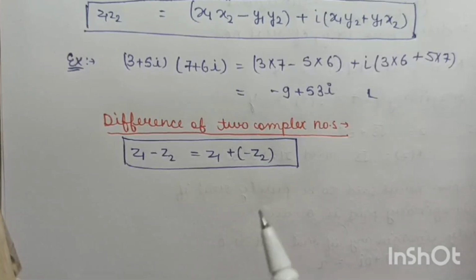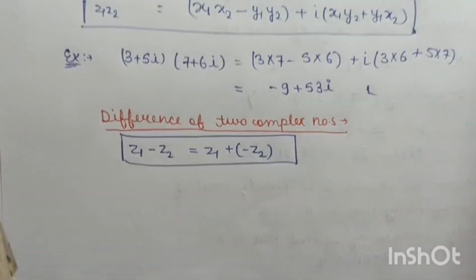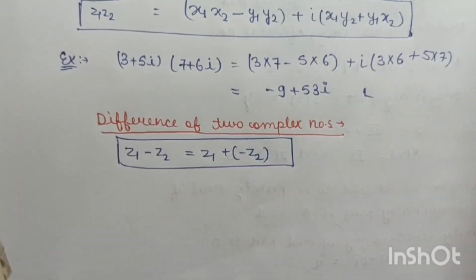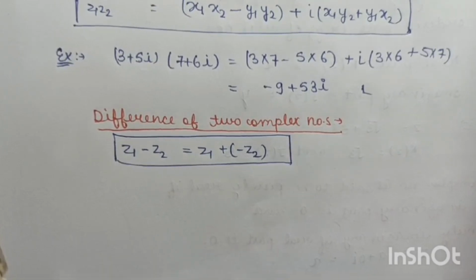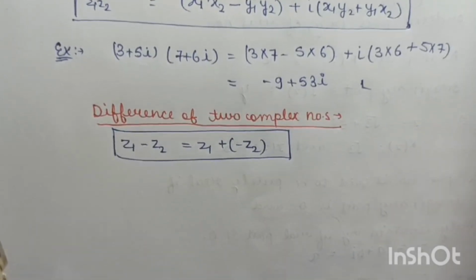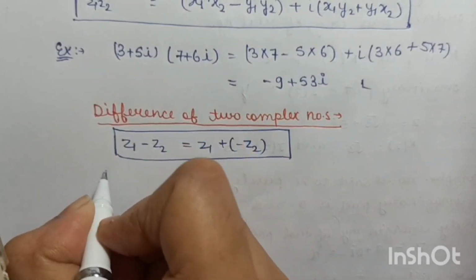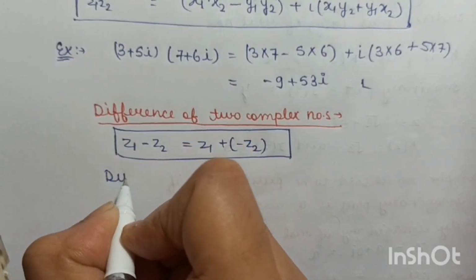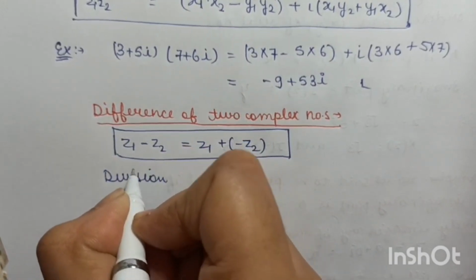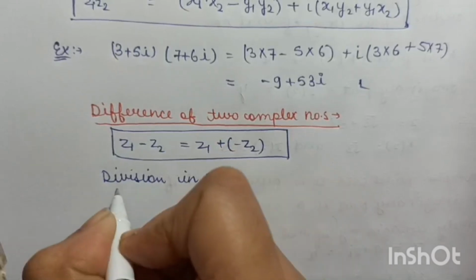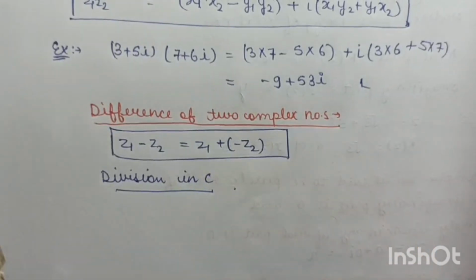So now the difference of two complex numbers. So we have two complex numbers z1 and z2. If we take their difference, we will get z1 plus minus z2. So we can do it with example 2. You can solve it. Now we will study about division in complex numbers. So what is the division?